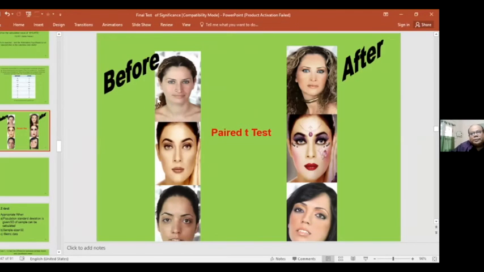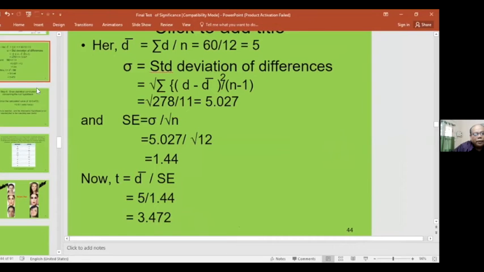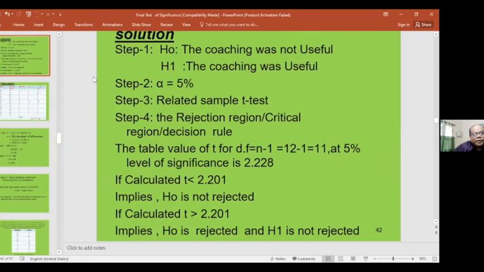This heroine was earlier like this, after the makeover like this, Aishwarya, then after that Miss Universe, like this. So before and after: before the treatment, these are the things; after the treatment, these are the things. Whether the treatment was effective or not, or whether a particular coaching class was effective or not.